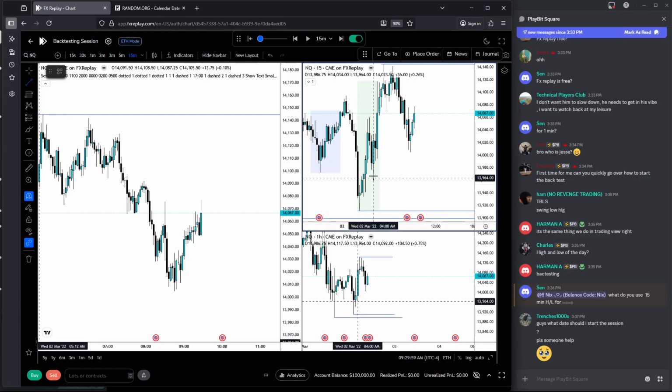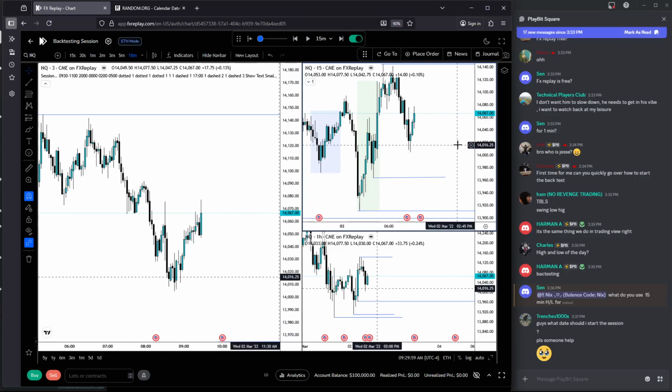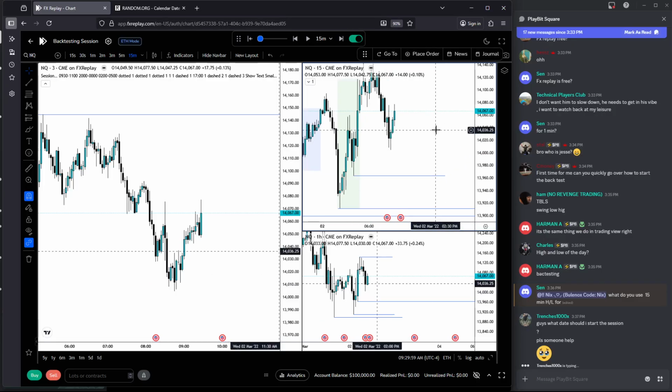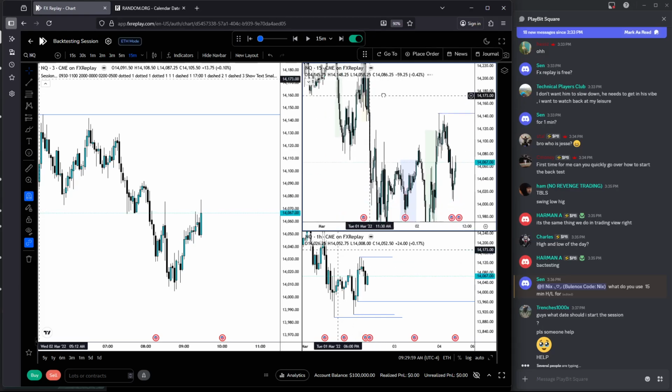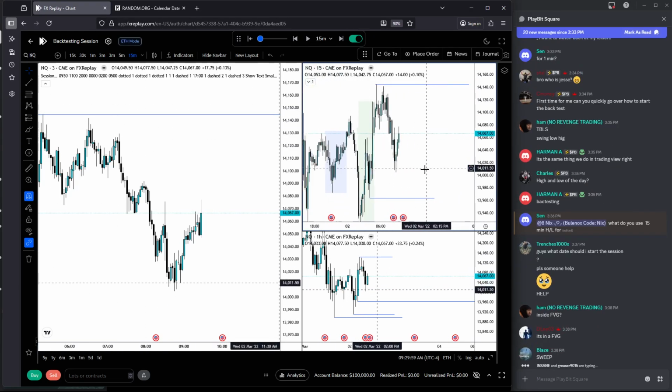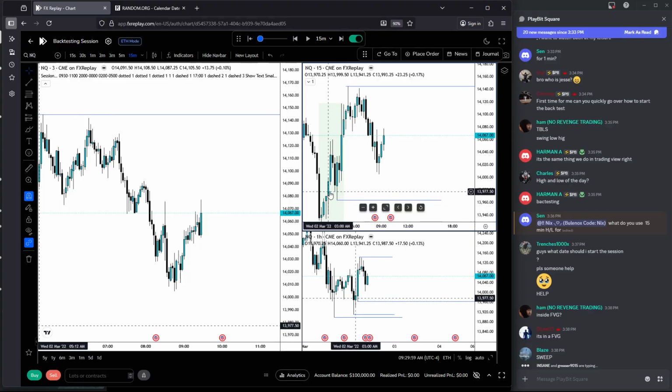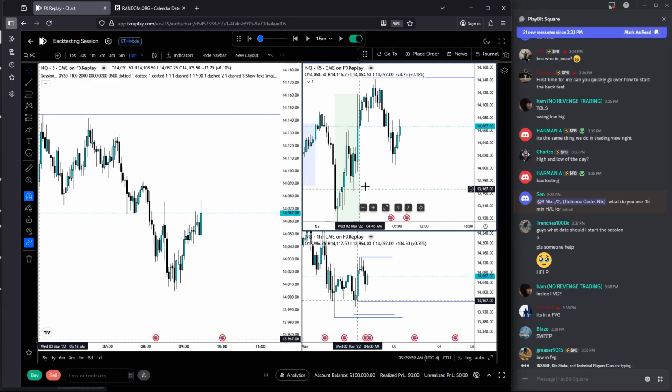Why is this low a good strong draw? Tell me. You guys know why this low is a strong draw? Same thing with this high here. Yeah. So it's a low inside an FVG on the M15. So it's a very good draw on liquidity.